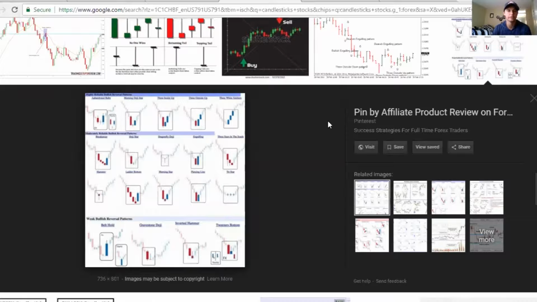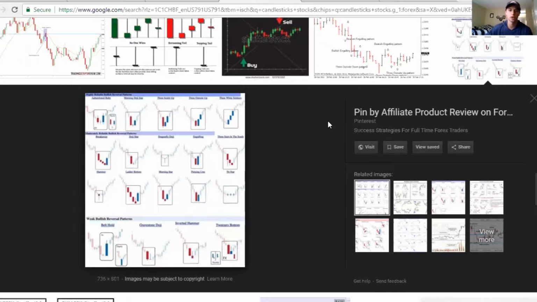So here we go, jumping in. Candlesticks and patterns from candlesticks are super important when it comes to trading Forex. It's actually one of the main things that I use to decide when to get into trades, when to get out of trades, which way they're moving, so on and so forth.